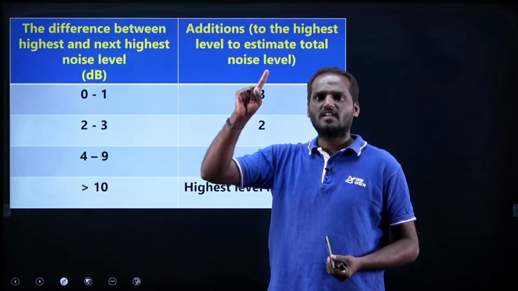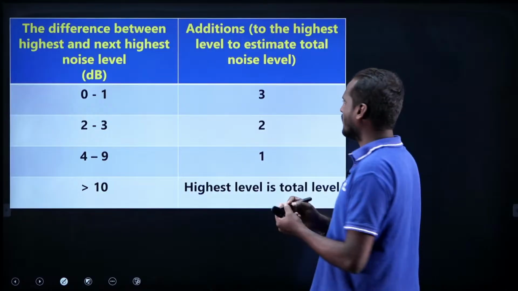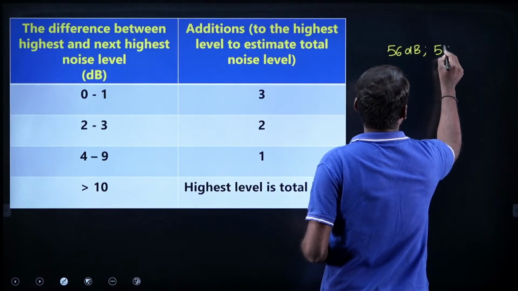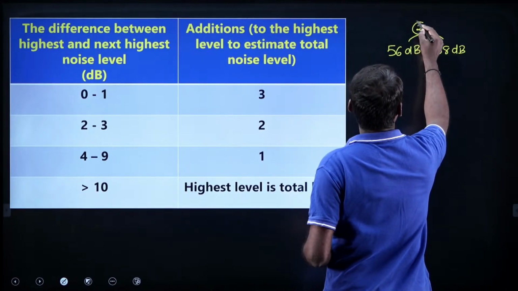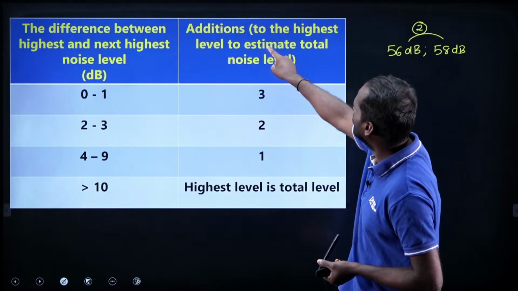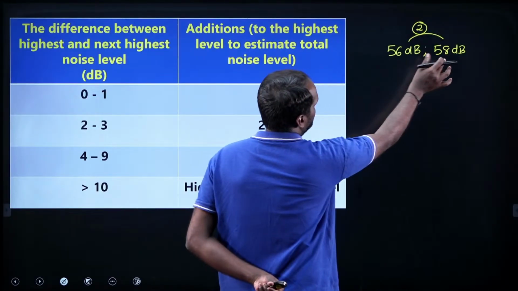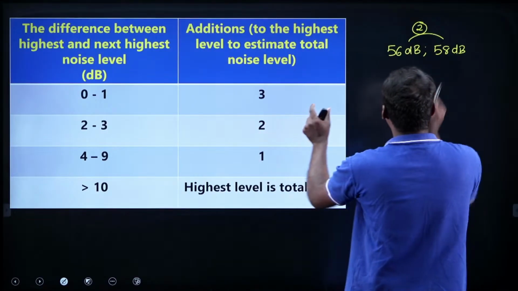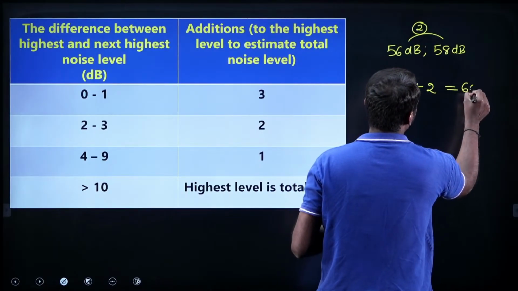If the difference is 0 to 1, you need to add 3. If I give 56 decibel as one noise level and 58 decibel as another noise level, what is the difference? The difference is 2, right. If the difference is 2, it falls in this range. This addition needs to be added to which value? The addition is to the highest level to get the estimated total noise level. Out of 56 and 58, the highest value is 58. To the 58 you need to add 2, since the difference falls in this range 2 to 3. Therefore, 58 plus 2 will give you 60 decibel.